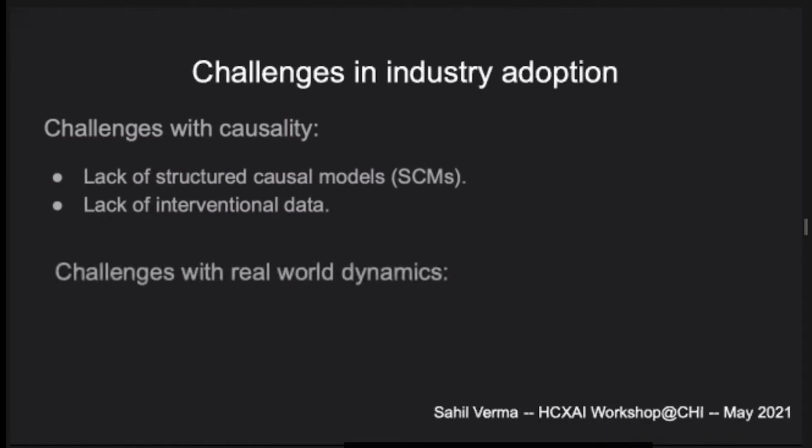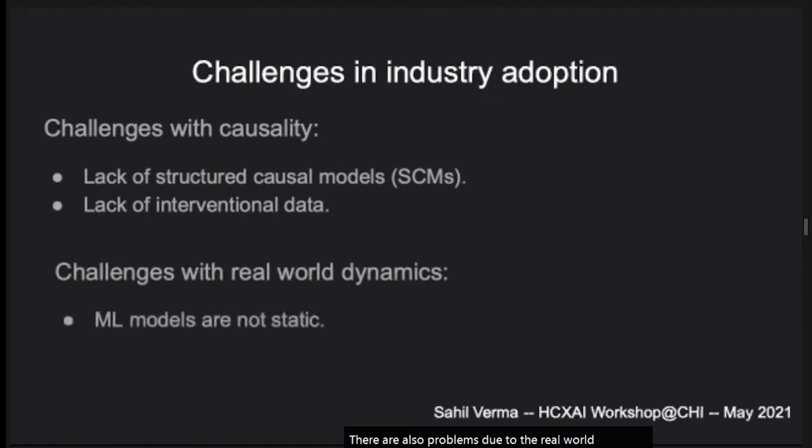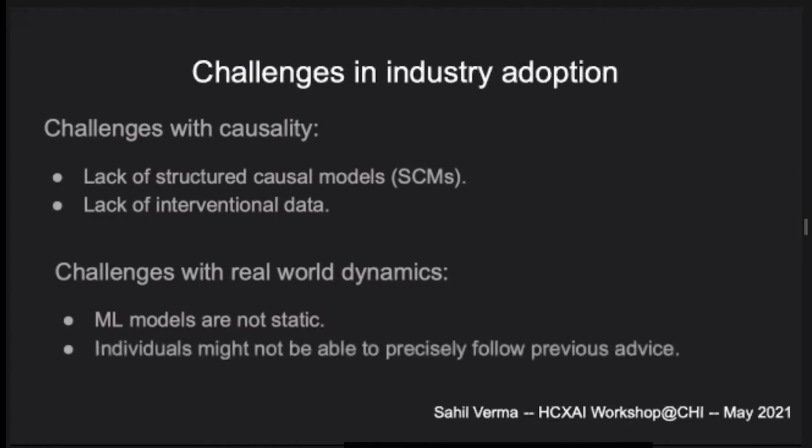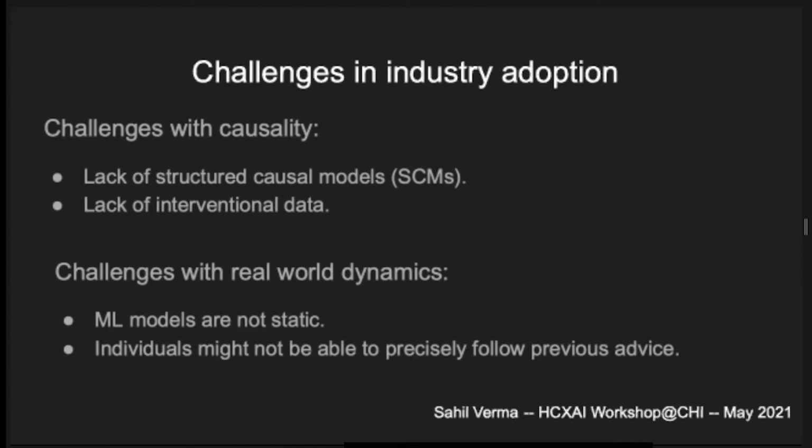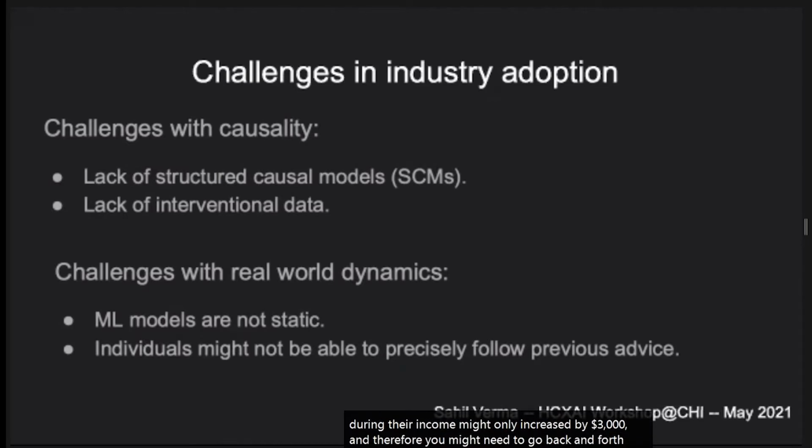There are also problems due to real world dynamics. For example, the machine learning models that are producing the decisions are not static, and therefore the counterfactual that was prescribed might not be a valid counterfactual 6 months later. There are problems due to the individuals that are being prescribed the counterfactuals not being able to follow the advice. For example, if you suggested someone to change a job so that their income increased by $5,000, that might not happen. Their income might only increase by $3,000, and therefore you might need to go back and forth with the individuals so that you can reach a counterfactual state which is a valid counterfactual and easily attainable by the individual as well.